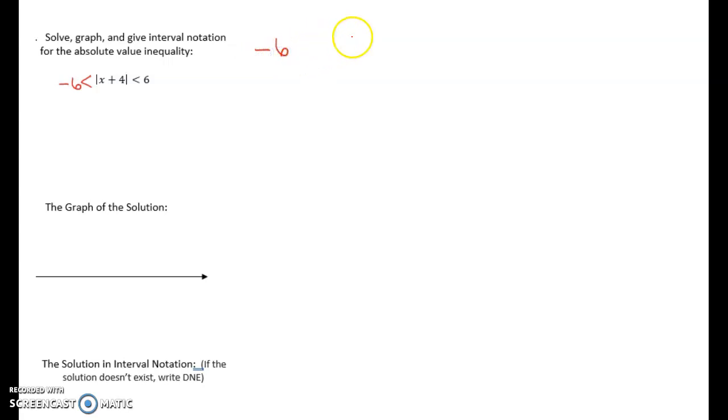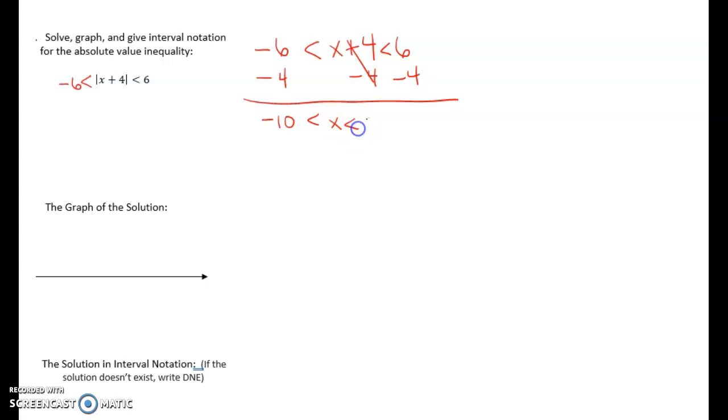Let me start by saying just leave the first part, x plus 4 is less than 6, and then put this inequality here. So same, it's less than here, and then the -6. And then we just solve. So we minus 4 from all 3 parts. We get -6 minus 4 is -10, is less than x, is less than 2, and that's our answer.